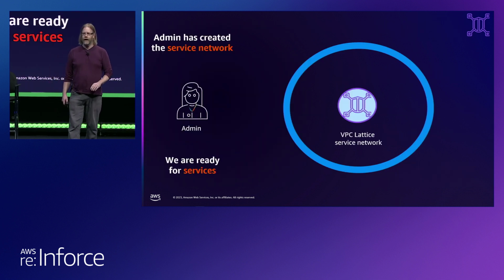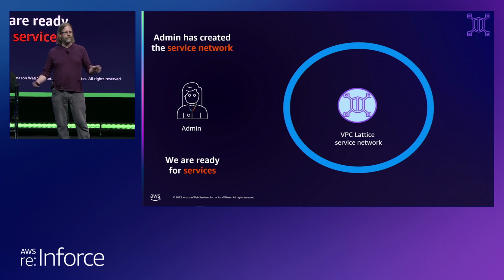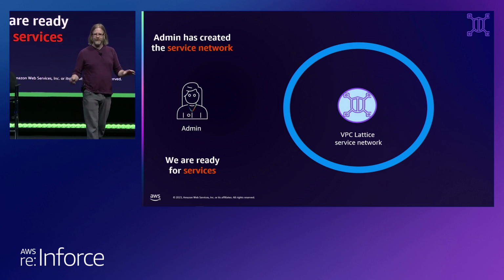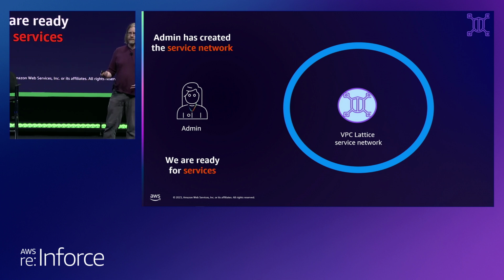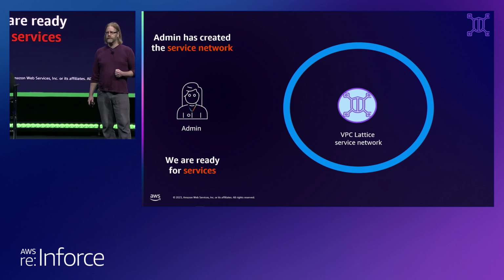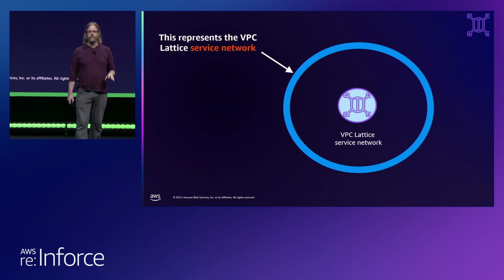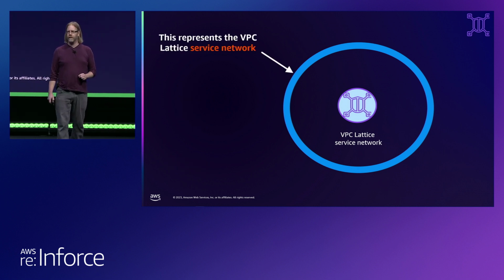So now we have our VPC Lattice network set up. I've got it drawn kind of like a donut. I've heard people refer to it as a Ferris wheel, but I'm a little hungry, so it's a donut. And we have our services. We're ready for our services to come in. So this piece represents the Lattice service network.